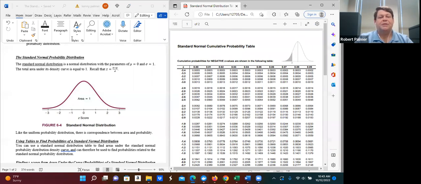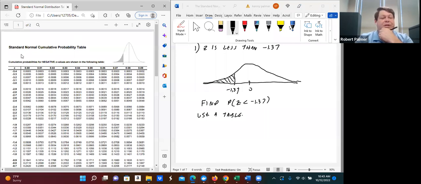Okay, so this is an example of a z table. Let's explain what it is first. This is a standard normal cumulative probability table.